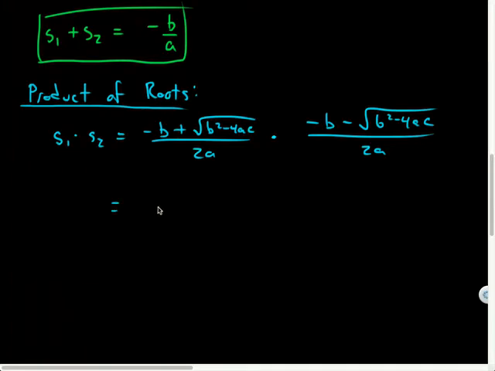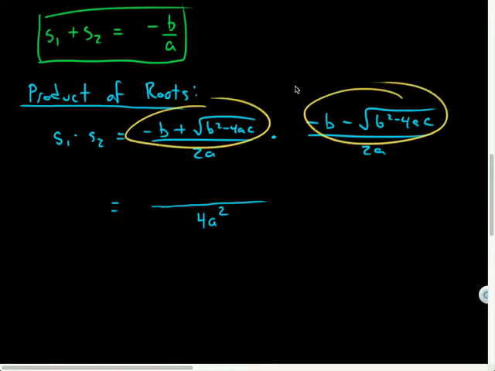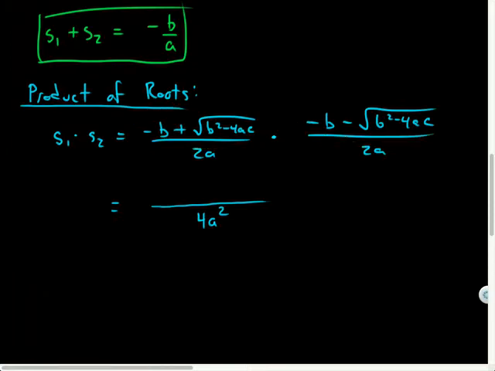What happens when I multiply the denominators? You double it, so it's like 4a squared. 2 times 2 is 4. A times a is a squared. And the numerators, does anyone notice anything special about my two numerators? They are conjugates. Those are conjugates.